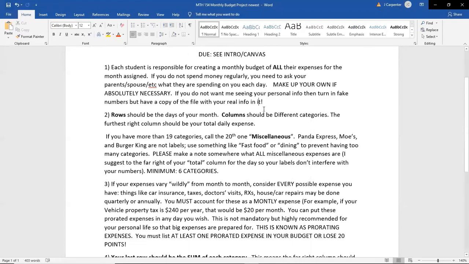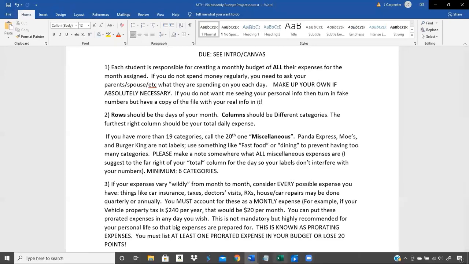Make sure this is your own work. Make sure you are starting with a fresh Excel file. Do not go to the internet and try and download something and copy paste it. Things will look weird. I'm not grading on colors and bolding and shading and borders or anything like that.